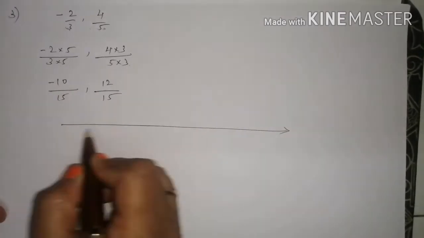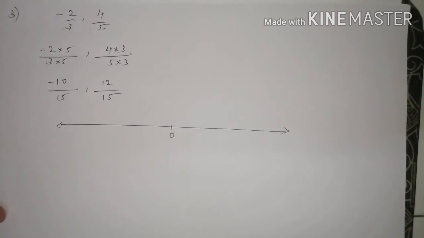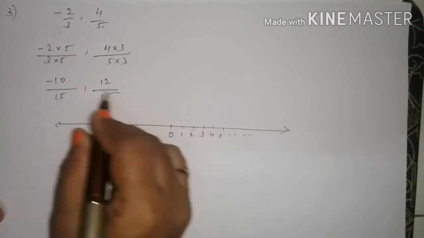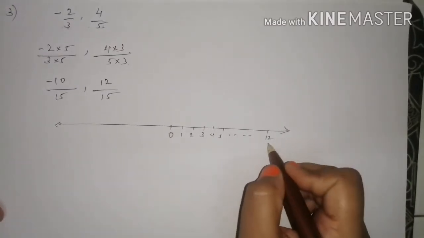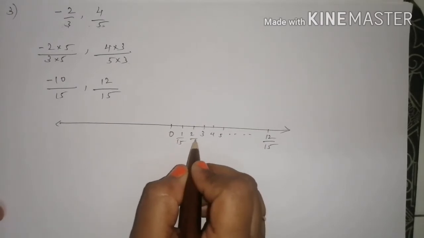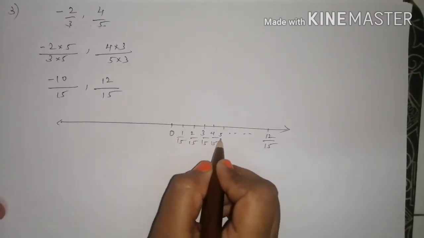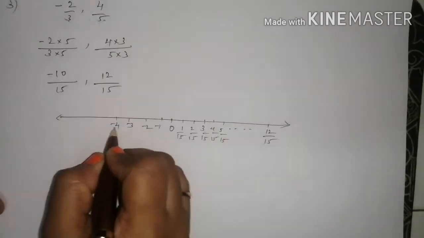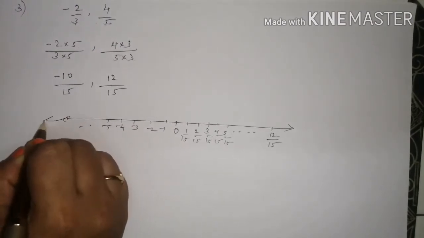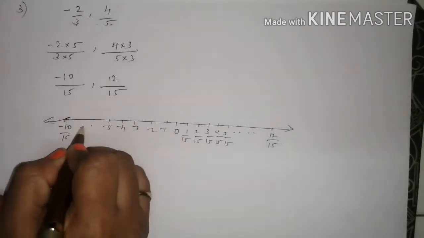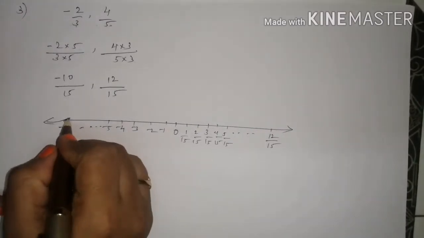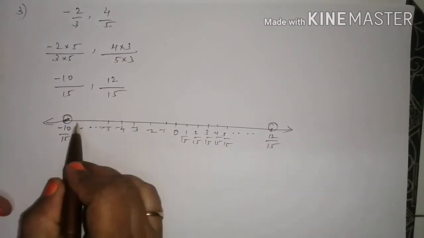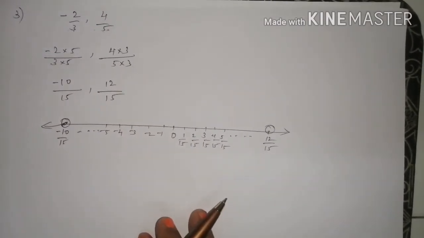So we can draw a number line. Here in the center it is 0, then 1, 2, 3, 4, 5 and so on till the positive number 12 upon 15. We have to take all of this upon 15 because it is the denominator. And here on the negative side it is minus 1, minus 2, minus 3, minus 4, minus 5 and so on till minus 10 upon 15. From these two we have to take three rational numbers, but there are so many numbers coming, so you can take any numbers which you want.